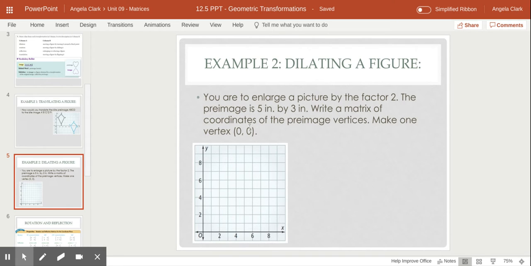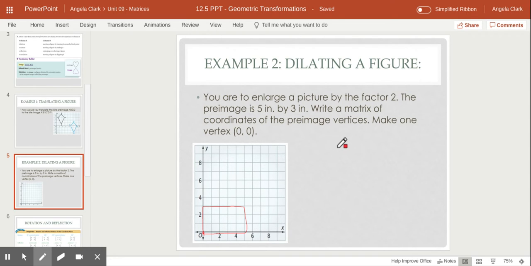So we are going to draw that really quick. We're told that one of our vertices has to be 0, 0, and our dimensions are 3 by 5. Sorry, 5 by 3. So we're going to go 5 by 3. These lines are not very straight, but you get the idea. 5 by 3. Okay. And one of our points is at the origin. And we are going to be enlarging this by a factor of 2.